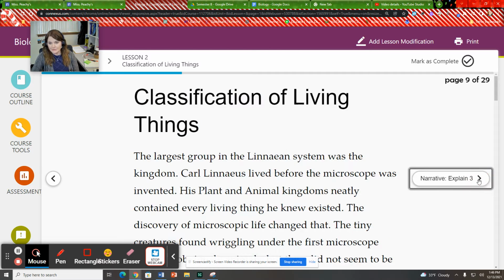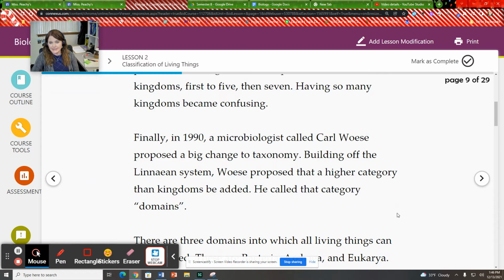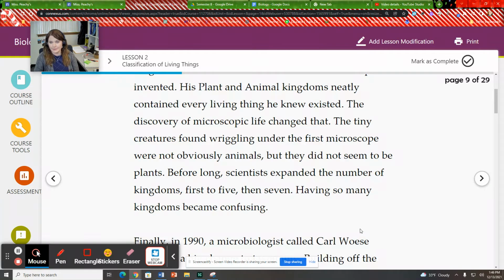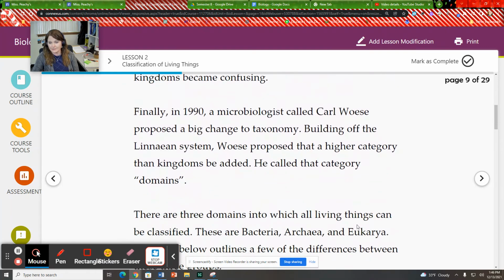So the biggest change we've seen in the classification system actually came about much more recently, in the 1990s. They talk a little bit about other changes that have occurred throughout time, and they'll talk more about that in some slides coming up. But in 1990, microbiologist Carl Woese developed a big change to taxonomy. Building off the Linnaean system, he proposed that a higher category be added.